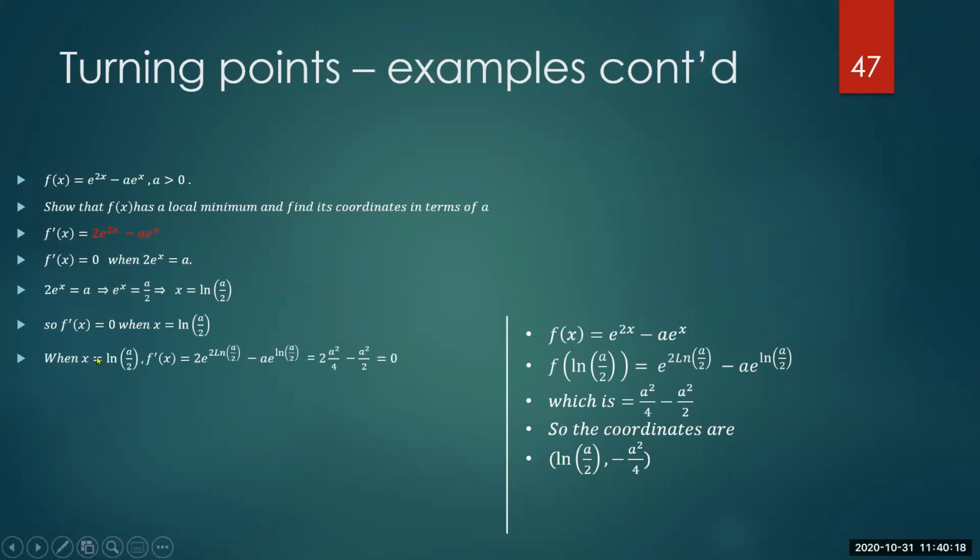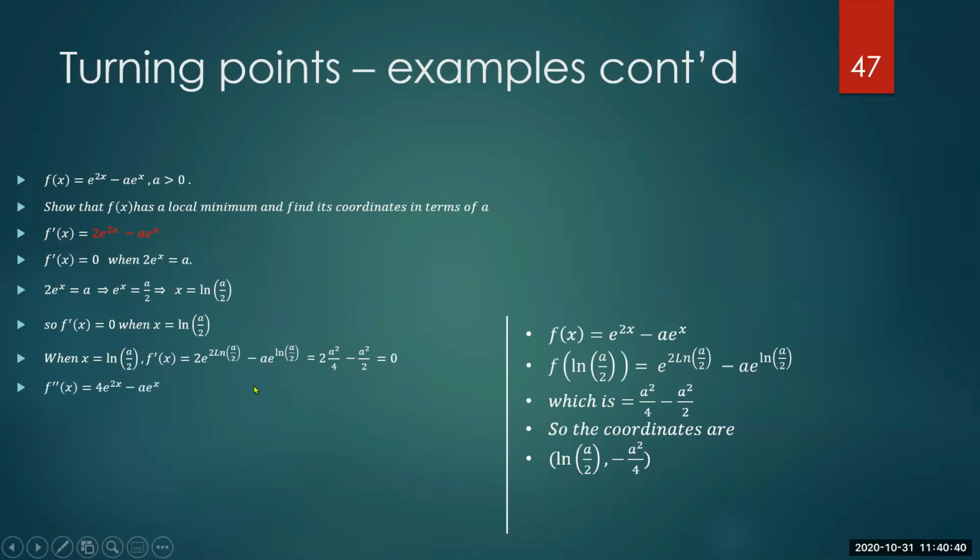When x is equal to the natural log of a over 2, f dash of x is equal to 2e to the power of twice the natural log of a over 2 minus a times e to the power of the natural log of a over 2. And so that becomes 2a squared over 4 minus a squared over 2, which is equal to 0.